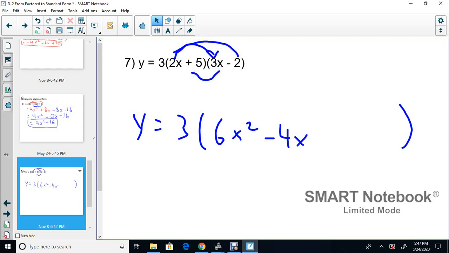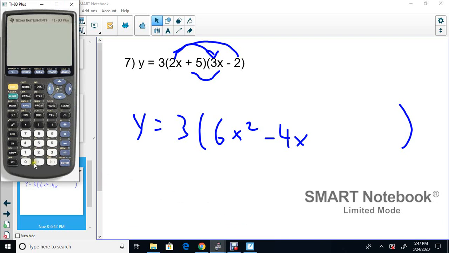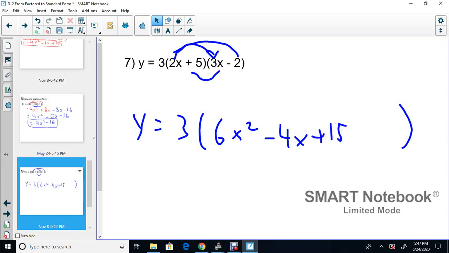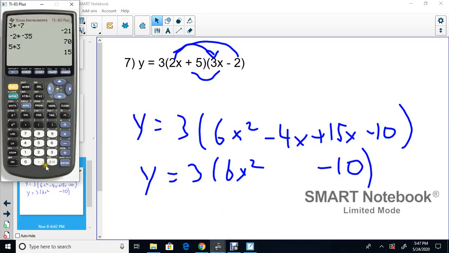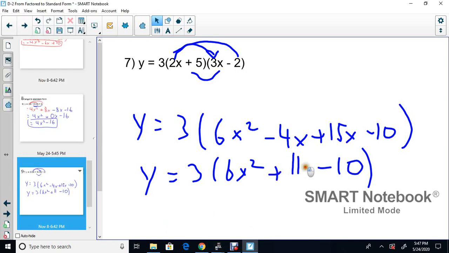5 times 3. So if you don't know, you can always use a calculator. If you don't know your times tables, that's okay. You can always go 5 times 3. 15, plus 15x. And the next one's 5 times negative 2. That's negative 10. And you collect the middle terms. So you put the two middle terms together, these two here. y equals 3, so 6x squared. And the last term stays. We just have to figure out the middle term, negative 4 plus 15. We'll go to our calculator. Negative 4 plus 15, 11. So you get positive 11x.